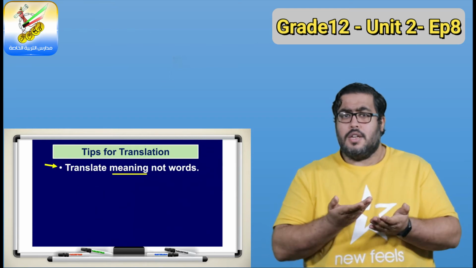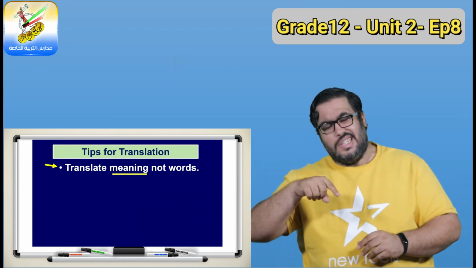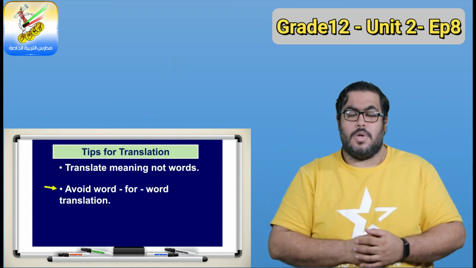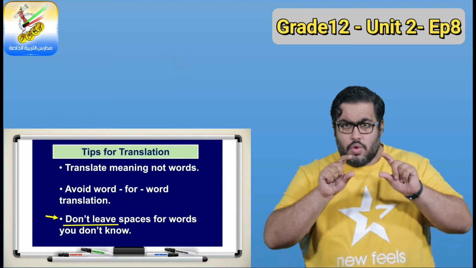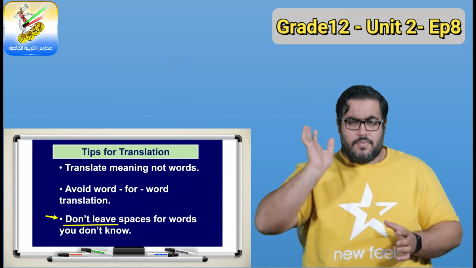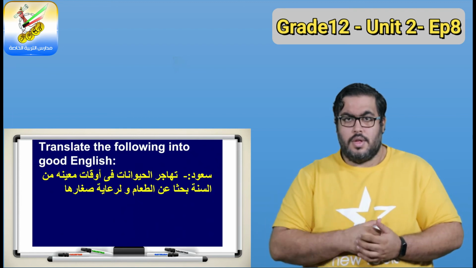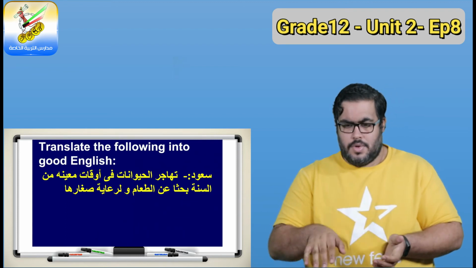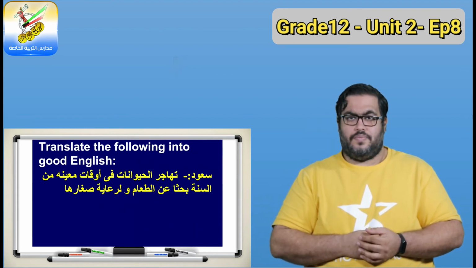Here are a few tips for translation. Focus that you want to translate meaning, not words. You have to understand the sentence and translate the meaning of the sentence. Avoid word-for-word translation. Don't leave spaces for words you don't know. We don't want to see a sentence with spaces in between them. Write it as a full sentence. If you understand it, you will be able to write it as a whole, full sentence. Now we will translate these sentences. Translate the following into good English. So we have an Arabic sentence, which we will translate into English. Remember, understand the sentence and don't translate word by word.